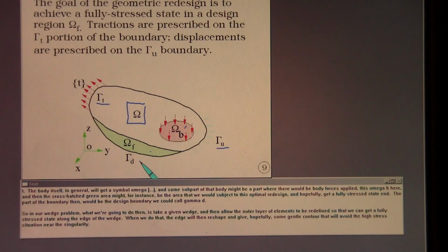So in our wedge problem, what we're going to do then is take a given wedge and then allow the outer layer of elements to be redefined so that we can get a fully stressed state along the edge of the wedge. And when we do that, the edge will then reshape and give hopefully some gentle contour that will avoid the high stress situation near the singularity.